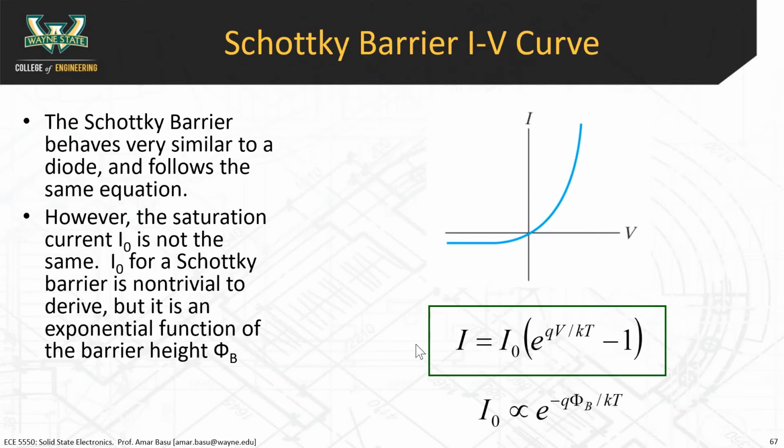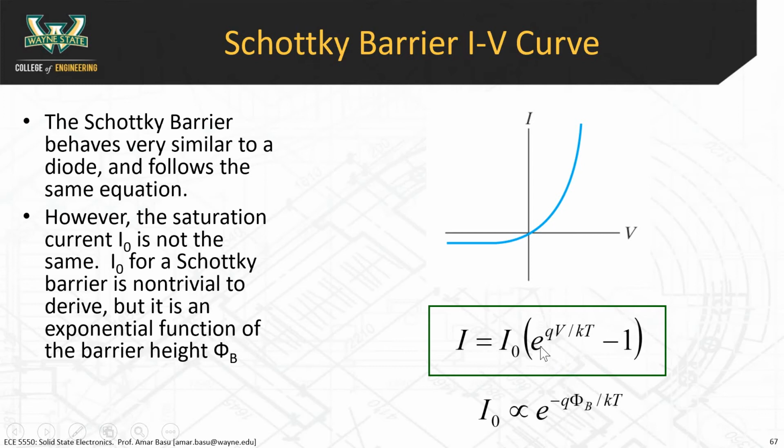The IV curve for a Schottky barrier looks very much like a diode. You have a small reverse saturation current here in the reverse bias, and then once you go into forward bias, the current increases exponentially. So the equation is the same, I0 times (e to the qV over kT, minus 1). That's the equation for the current of a Schottky barrier diode.